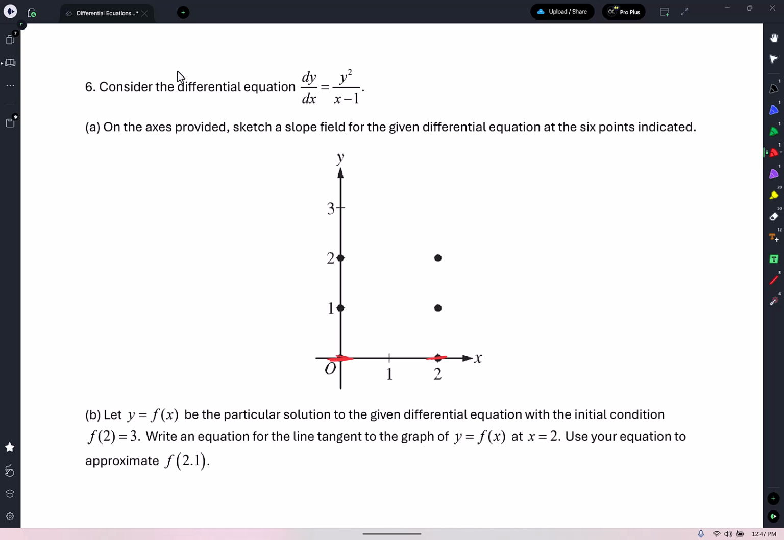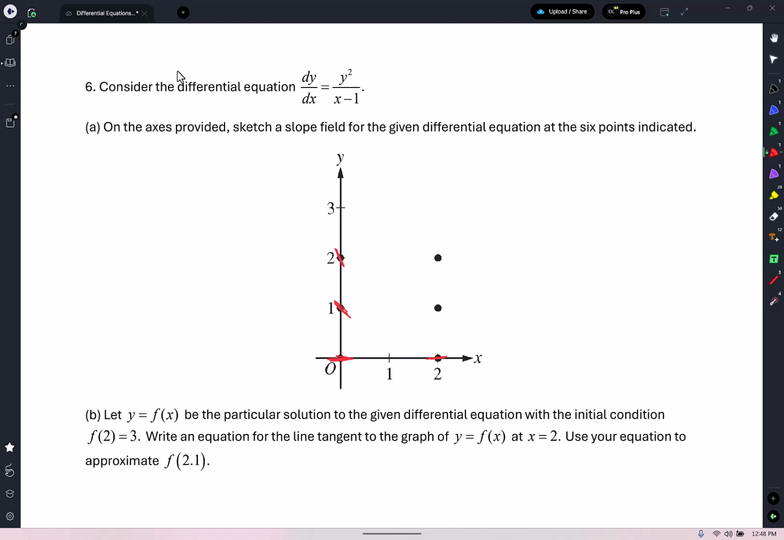Plugging in (0, 1): 1 squared is 1, divided by 0 minus 1, that's negative 1. So I'm going to get a slope of negative 1. If I plug in (0, 2), 2 squared is 4. 0 minus 1 is negative 1. So 4 divided by negative 1 is negative 4. So just make it steeper.